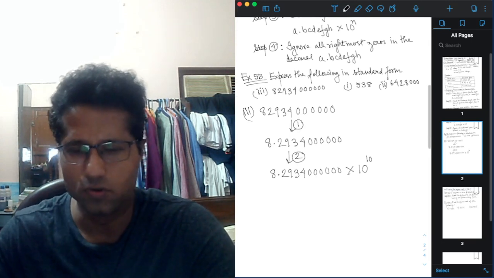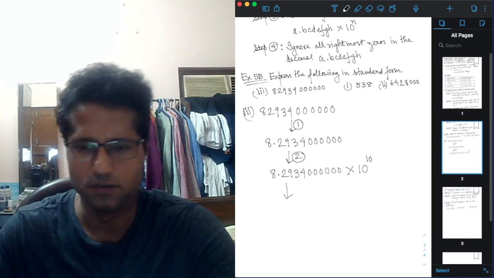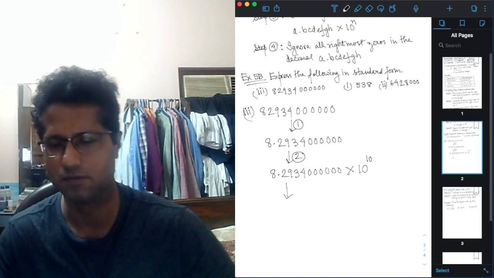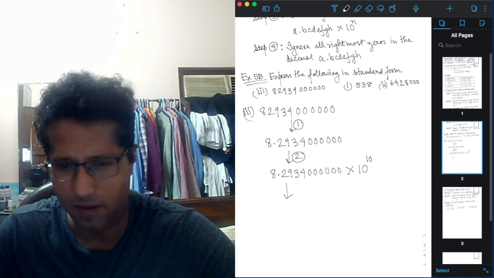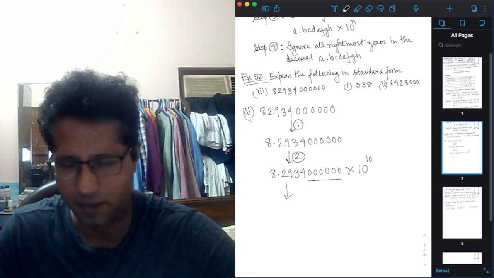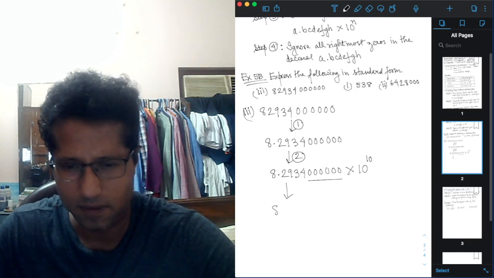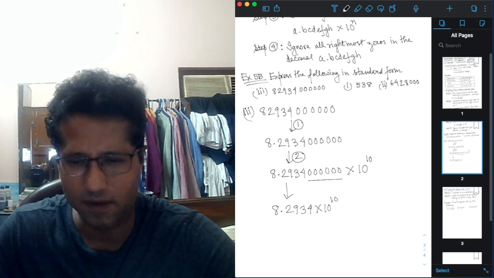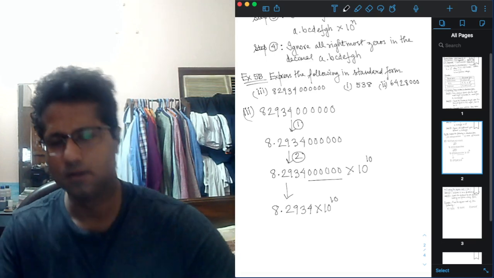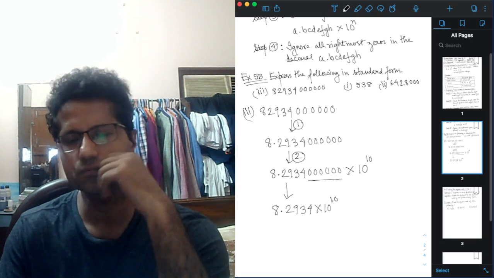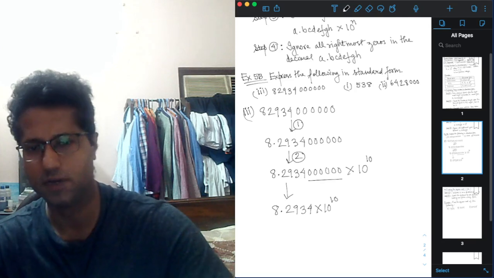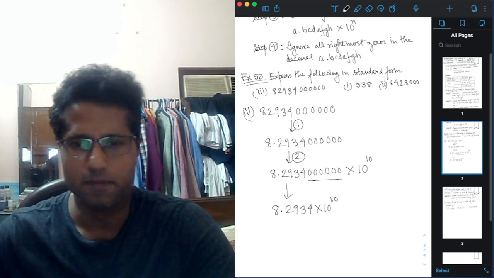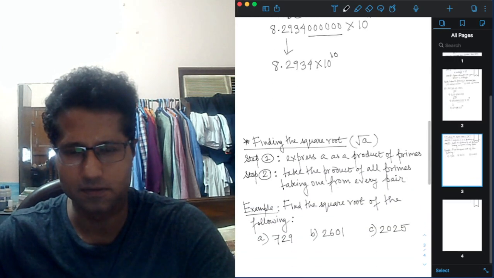Now we have to ignore all the rightmost zeros in the decimal part of the decimal number. So these zeros are redundant, they are not required. So it becomes 8.2934 into 10 to the power 10. So this is the number in standard form. I hope you all got the idea. Let me do it, I don't have space.